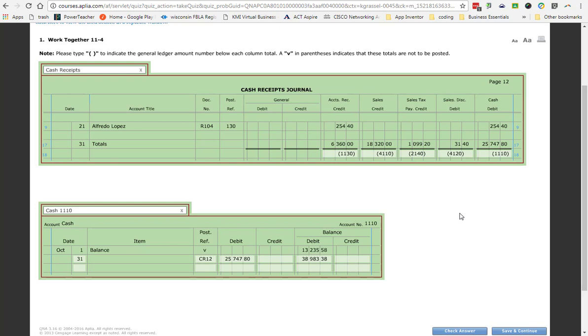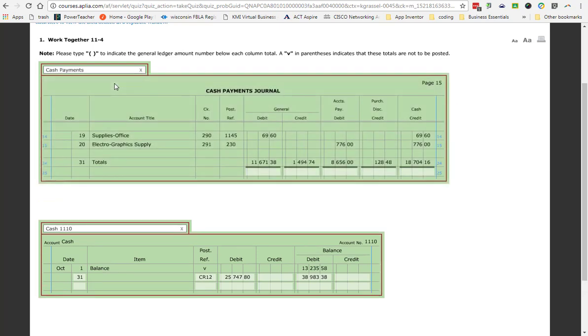Guess what we do after our cash receipts journal? Cash payments journal. Now, cash payments journal. Right here, notice, general debit, I have a total of $11,671.38. Where do I post this to? Nowhere, right? But I can't leave it blank, so that's where I put a check mark. I'm going to put a check mark in general debit as well as general credit.